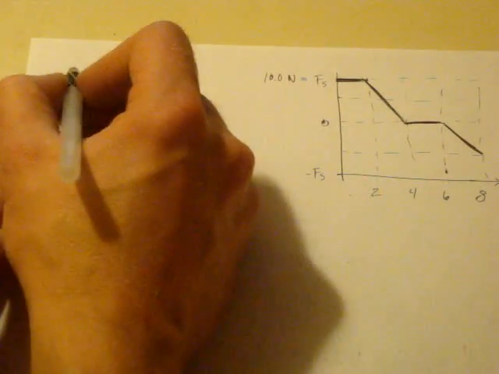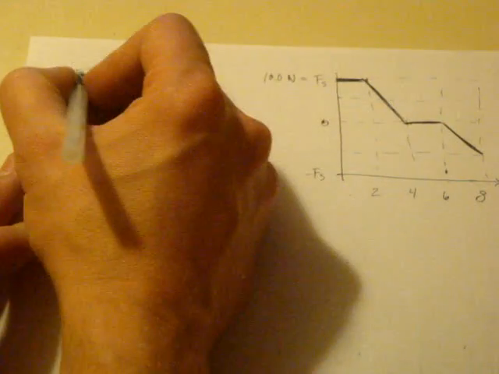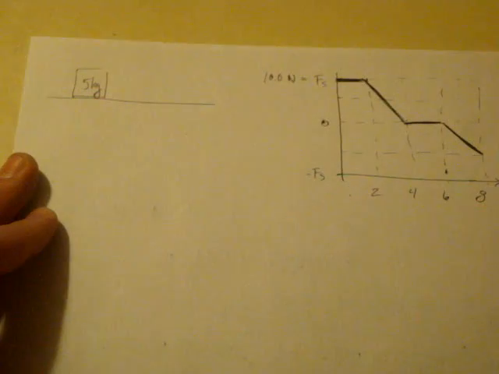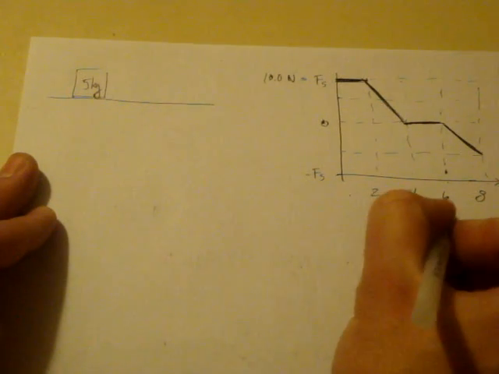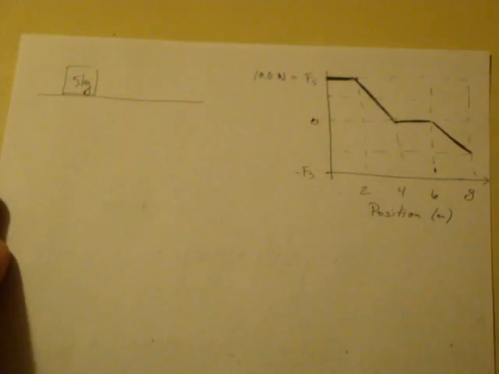And this is describing a block. It doesn't provide a picture, but I'm just going to draw a little picture real quick about a 5 kilogram block that is moving on a frictionless surface under this particular force. And this shows the position in meters and our particular force.